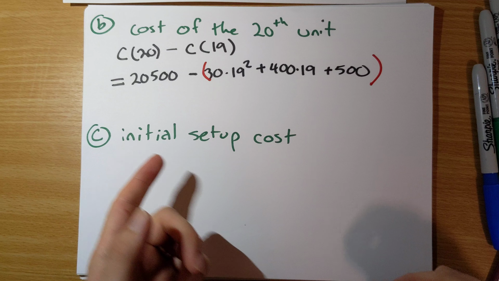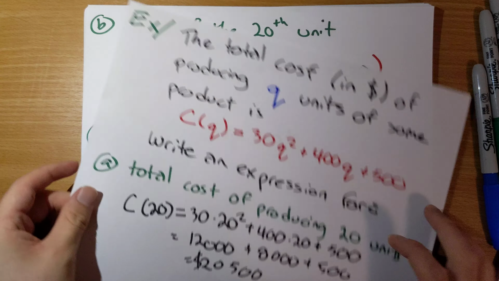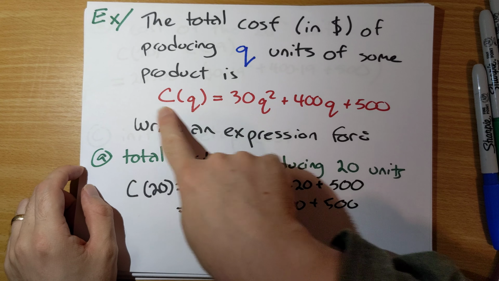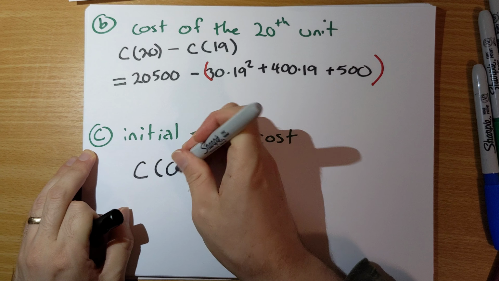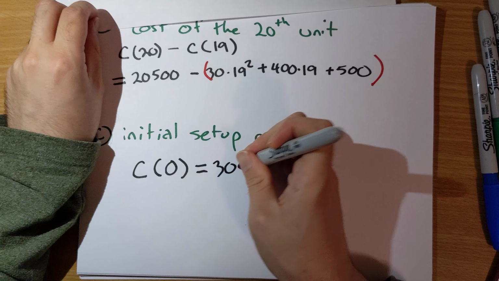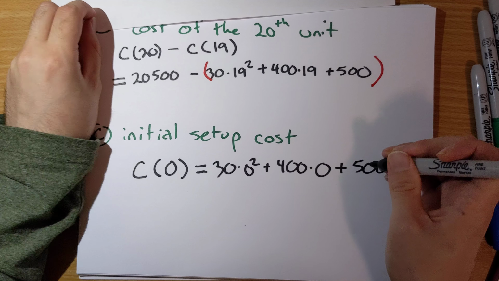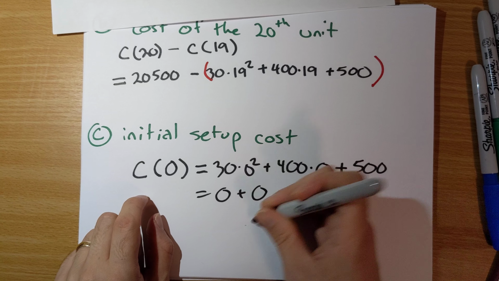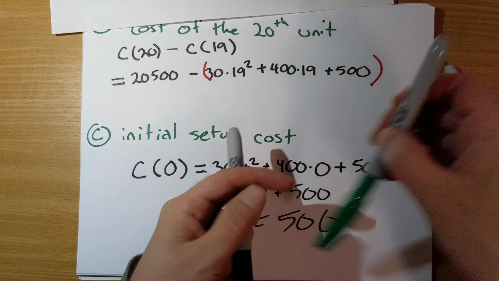And the last thing we have to do here, what's the initial setup cost? Well, let me tell you what the answer is and then we'll think about why it makes sense. Let's compute C of 0. C of 0 is going to be 30 times 0 squared plus 400 times 0 plus 500. 30 times 0 squared is 0, 400 times 0 is 0, plus 500. The answer here, C of 0, is 500.